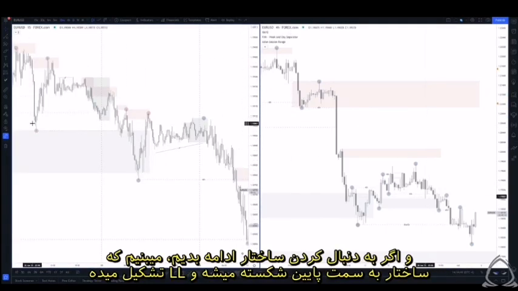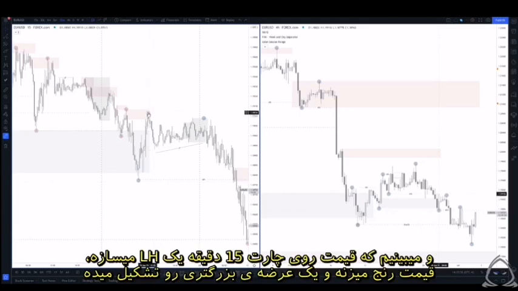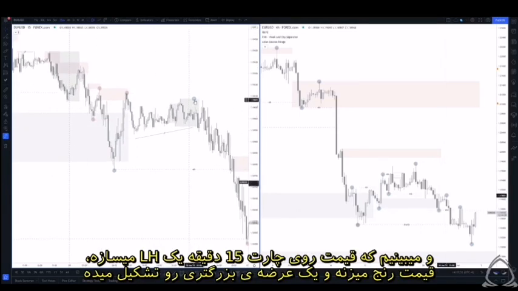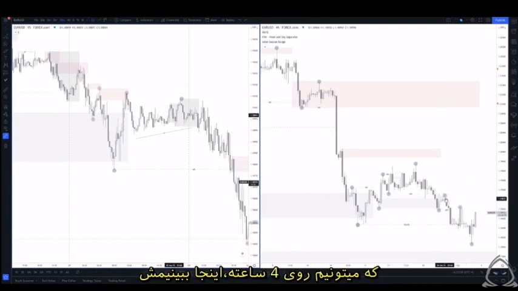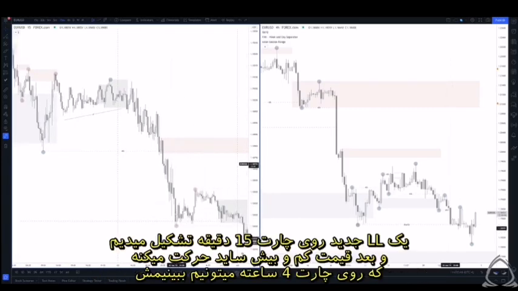And what we can see if we just continue following market structure is we are breaking structure to the downside, creating lower lows, lower highs, lower low, which is our true 4-hour lower low. And we can see price creates a lower high on the 15-minute chart, consolidates, creating a larger supply zone that we can see on the 4-hour chart right here. And then price begins to move to the downside. We create a new lower low on the 15-minute chart.